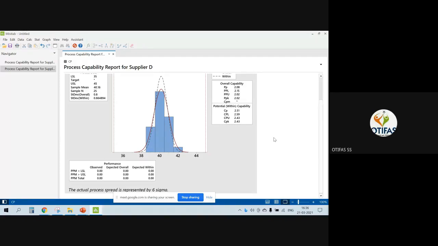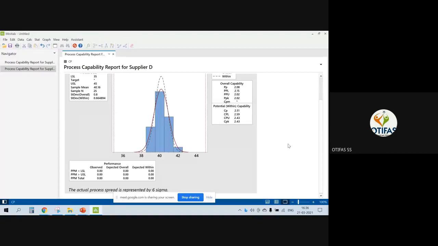Why is CPK less than CP? In this case, yes. And when is it equal? You know how CP and CPK are calculated? The formula, yes, you know? Yes, sir. So now when you calculate, nobody is setting this.